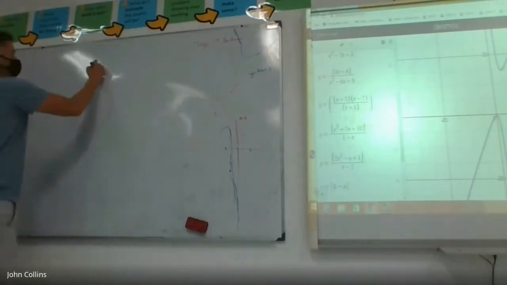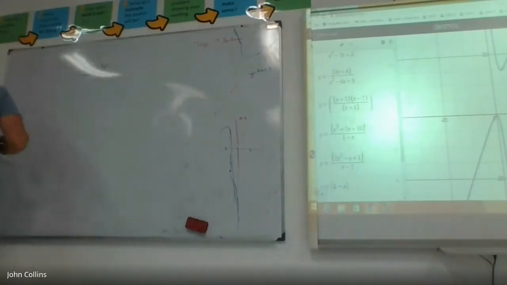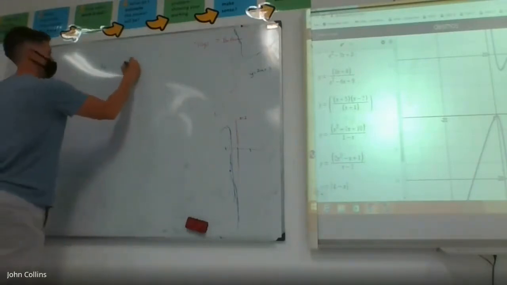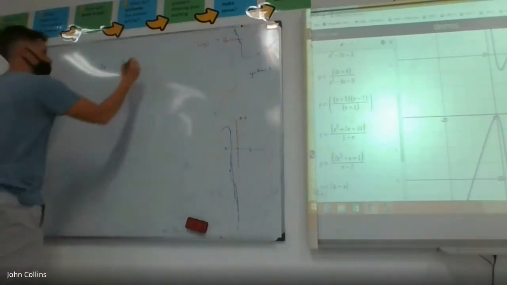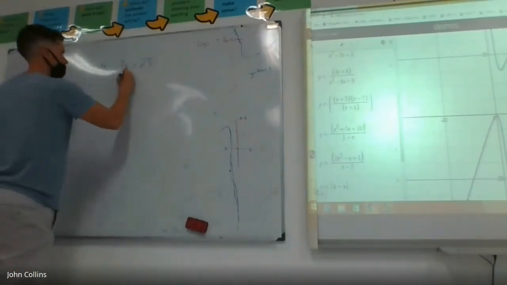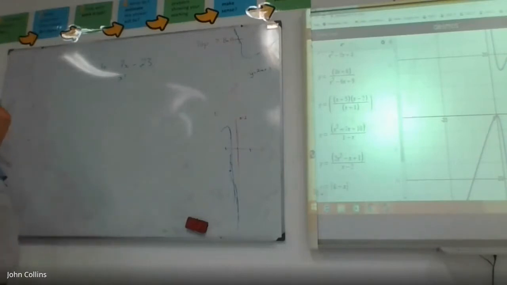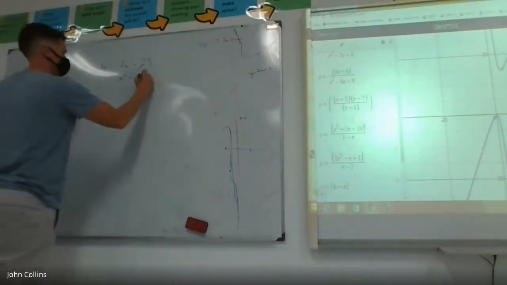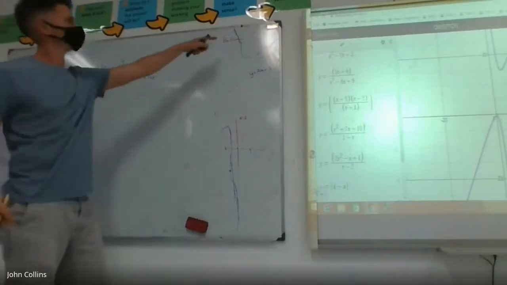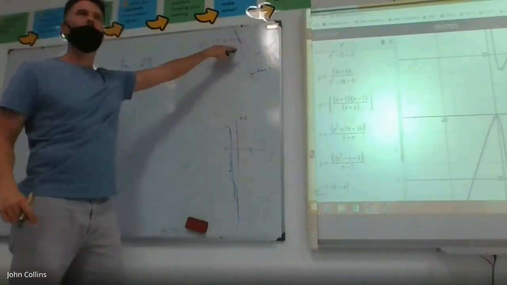So a question would be, write something like 7x minus 23 over x squared minus 7x plus 10. Oh, we didn't answer this. Top is bigger than bottom?